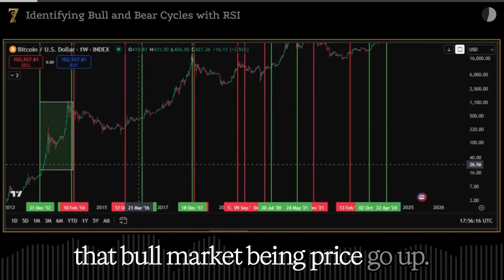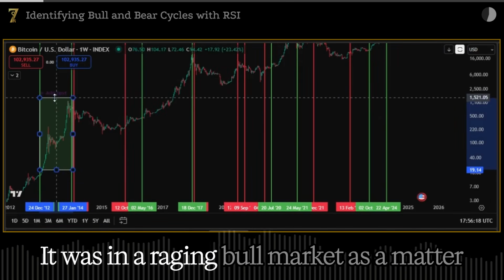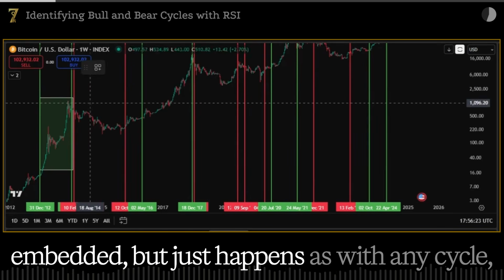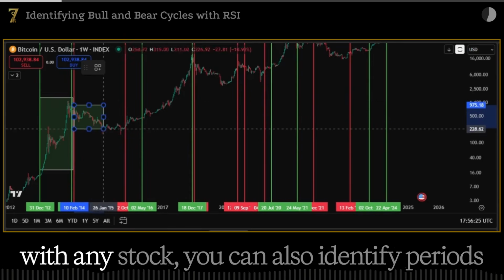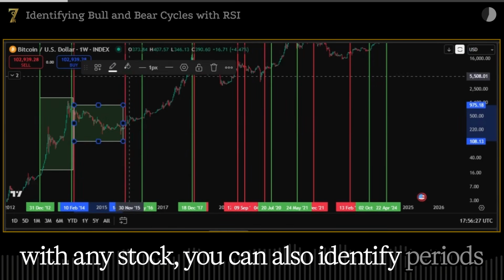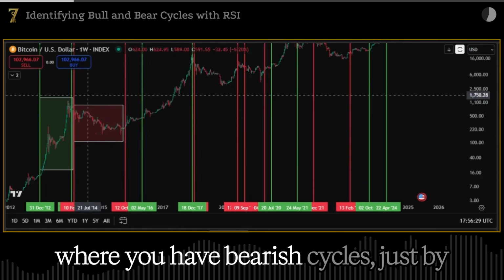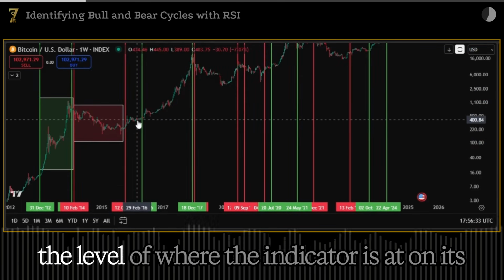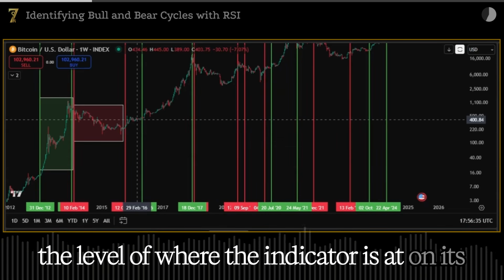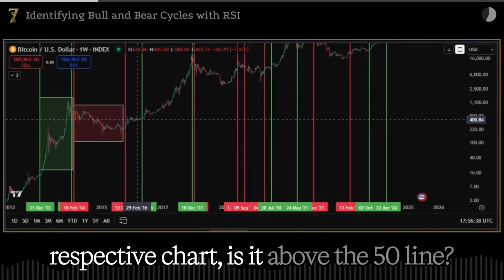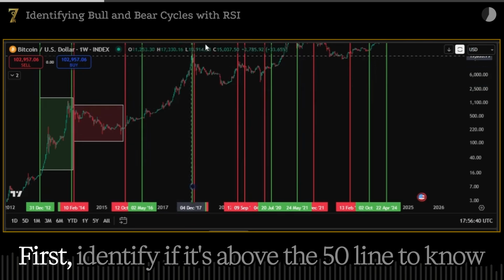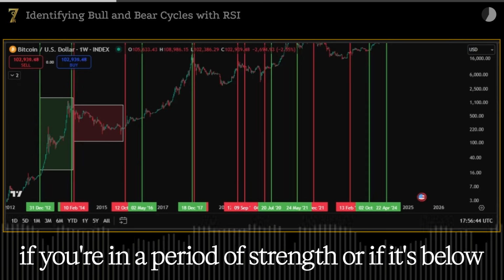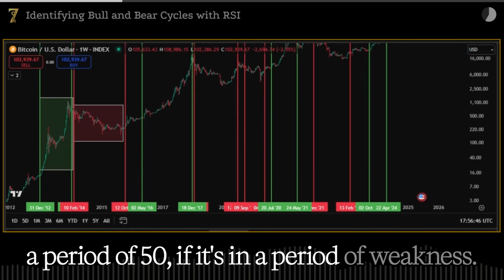Bull market being price go up. It was in a raging bull market. As a matter of fact, we had the RSI embedded, but just as with any cycle, with any stock, you can also identify periods where you have bear cycles just by using one indicator and identifying the level where the indicator is on its respective chart. First, identify if it's above the 50 line to know if you're in a period of strength, or if it's below 50, a period of weakness.